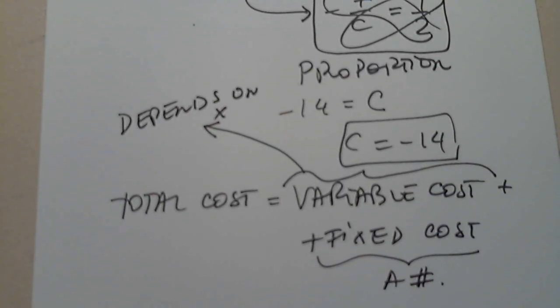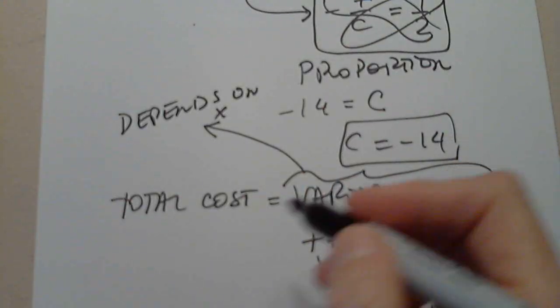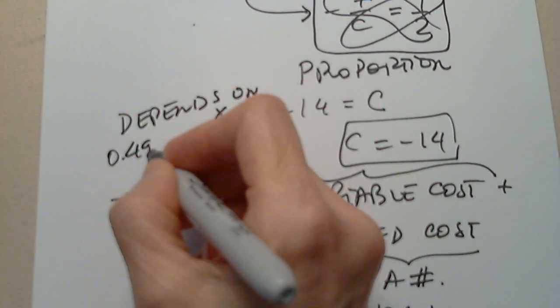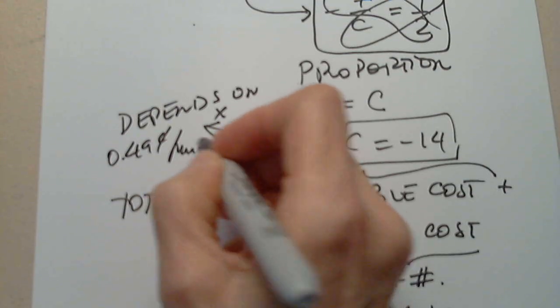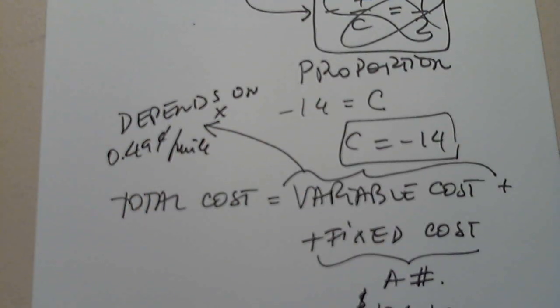So, coming back to the problem, it says that it costs $176.10 per month, so that's the fixed, 176.10, and 49 cents per mile. And they want us to write an equation. So the variable cost is 49 cents per mile. And let's call the total cost Y.